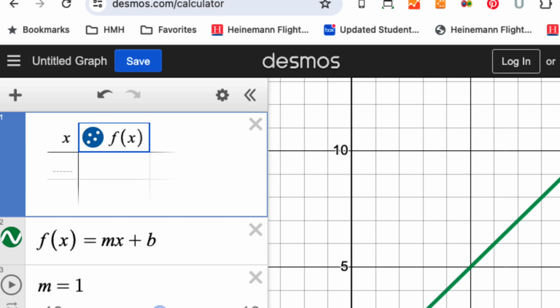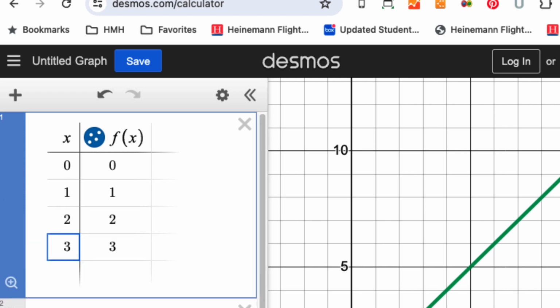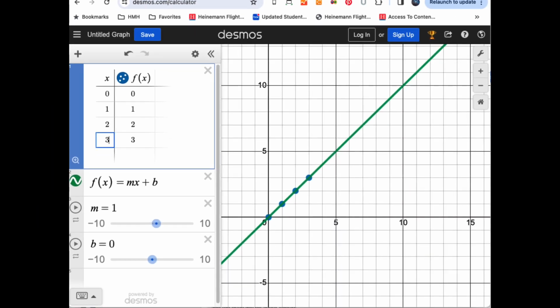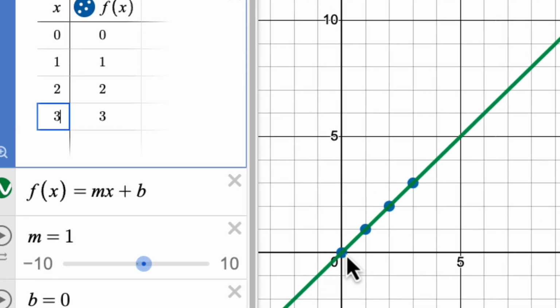Now input values for x in the table starting from 0 to 3 in equal increments, like this. 0, 1, 2, 3. You'll see that the program automatically calculates the values for f of x, along with the graph of those points. Notice how the points are equally spaced. As x increases by 1, y also increases by 1.